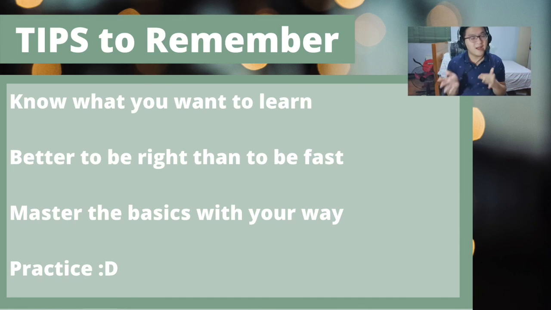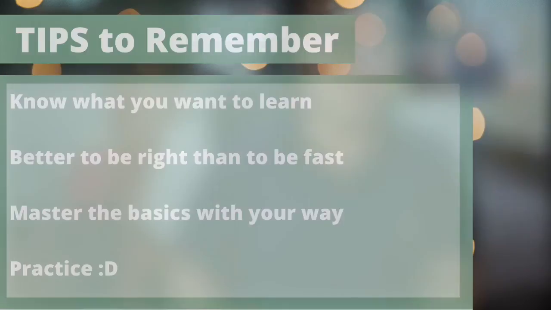Next, better to be right than to be fast. This just means that you don't have to try and learn everything in one go. It's more important to slowly learn it and master what you can. It's better to be right and accurate than to be fast but always wrong. Next, master the basics with your way of teaching, with your way of understanding things. And lastly, practice. Practice makes perfect.